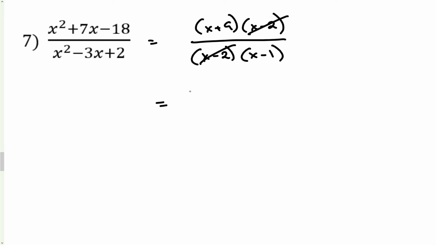So my answer is x plus 9 over x minus 1, comma, x is not allowed to equal anything in this problem that made the denominator equal to 0. Well, if I had a 1 in there, that would make that piece equal to 0. If I had a 2 in there, that would make that piece equal to 0. So x is not allowed to be 1 or 2. Okay, so just factor and just cancel.